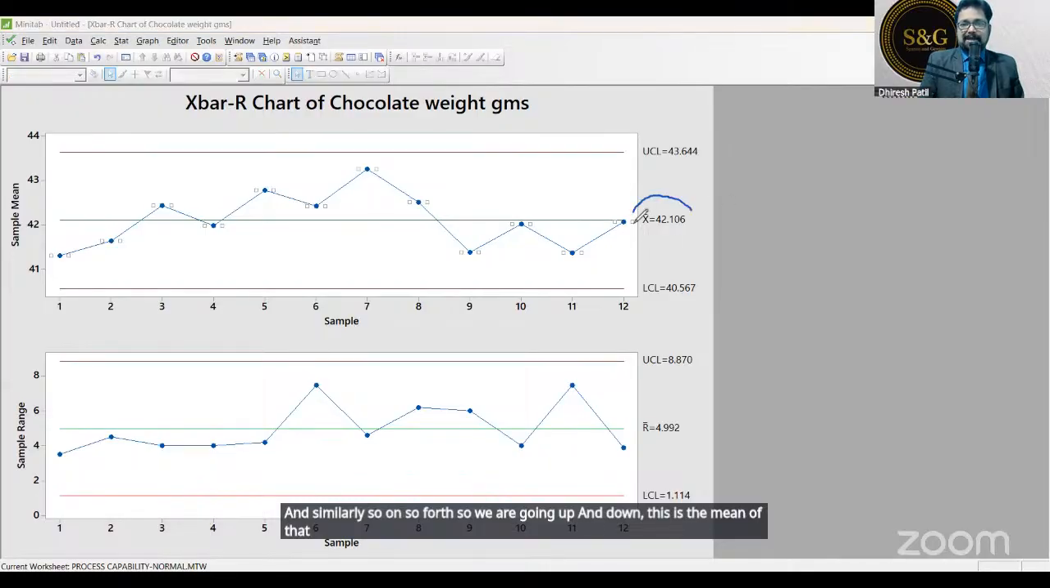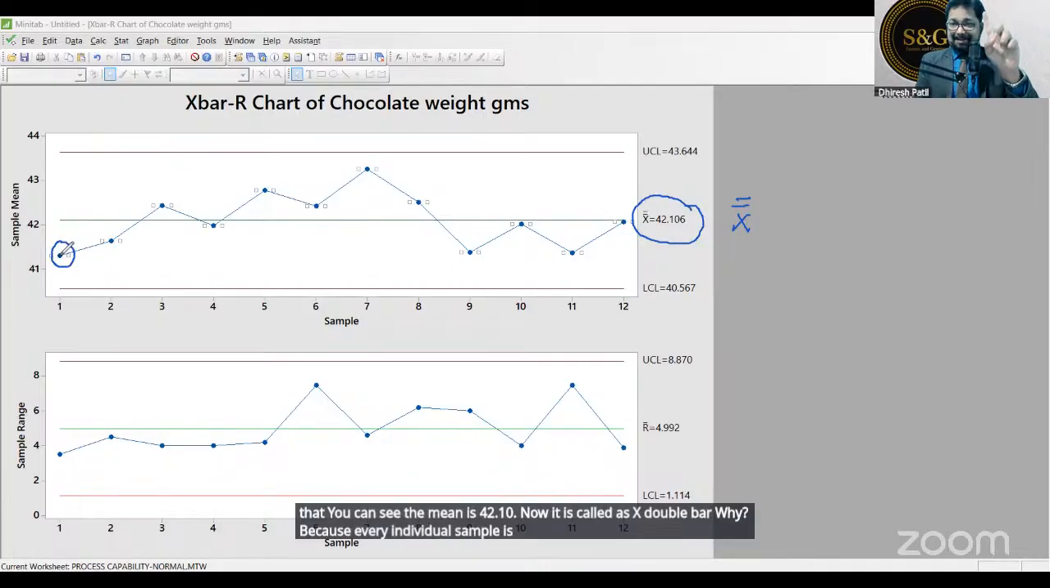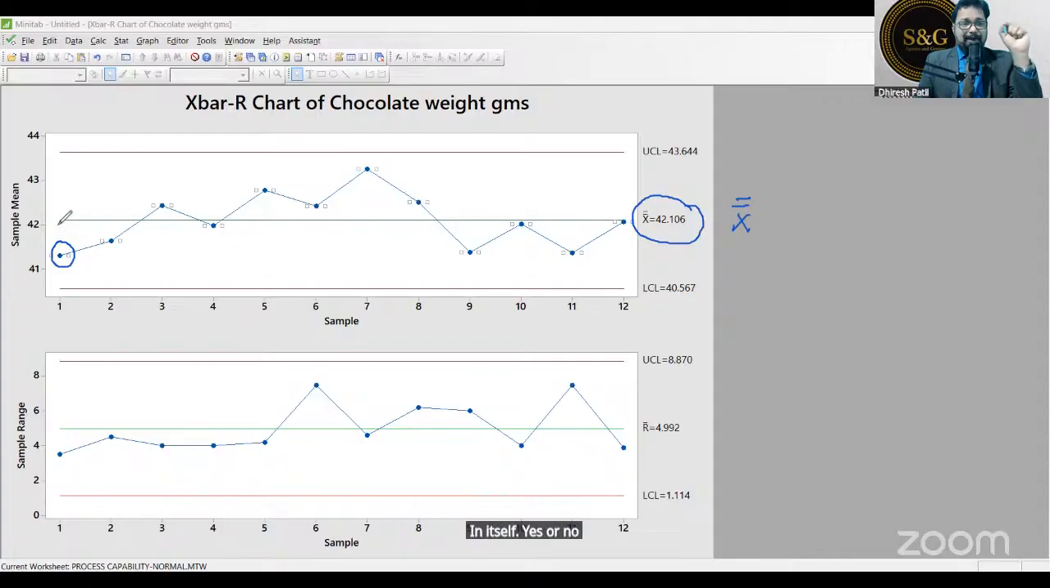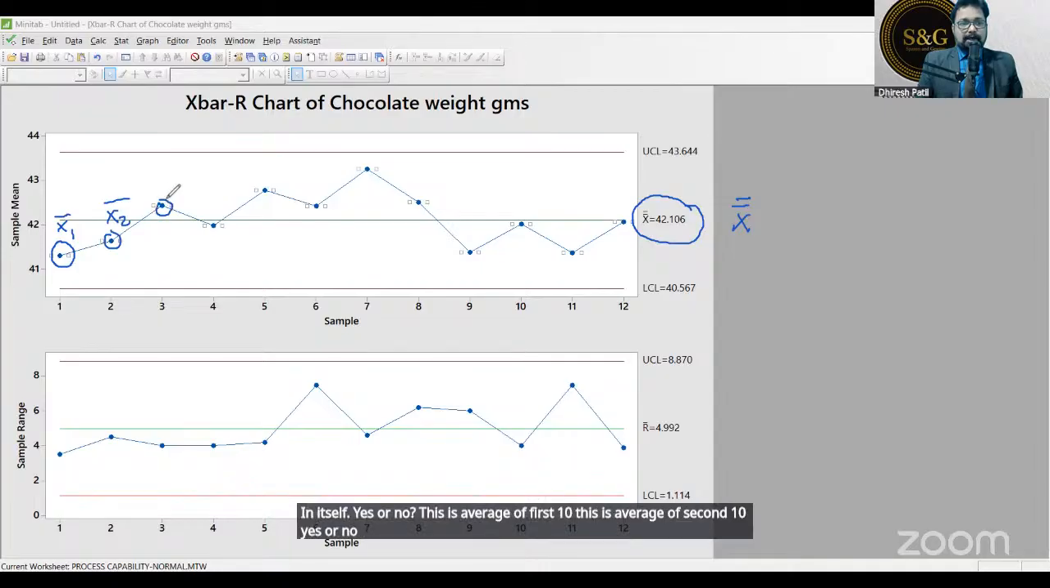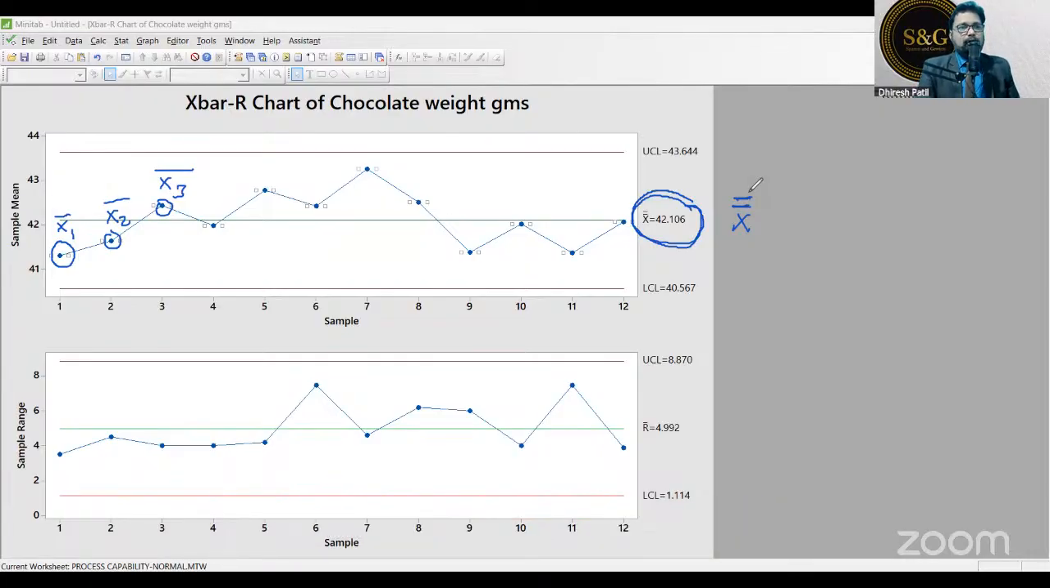You can see the mean is 42.10. Now it is called X double bar. Why? Because every individual sample point is an average in itself. Yes or no? This is the average of the first 10, this is the average of the second 10, this is the average of the third 10 samples, and this number is the average of the averages. That's what is called X double bar. Are you clear? Just give me yes in the chat box. Clear? Because it's the average of averages. Correct? Now, in this, is any data point going above or below the control limit?